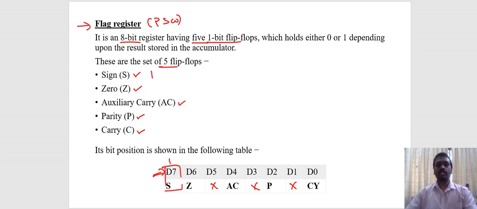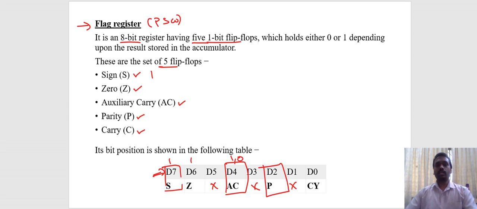Similarly, my D6 is the zero bit. If my result is 0, it is set to 1. If my result is non-zero, it is set to 0. Similarly, my D4 is known as the auxiliary carry, which is set or reset when you are performing operations on BCD data. If there is a carry generated from the 4th bit to the 5th bit, this bit is set to 1, or else this bit is set to 0.